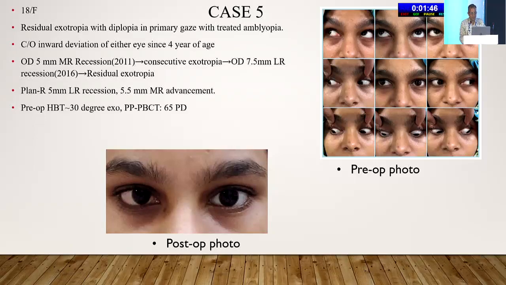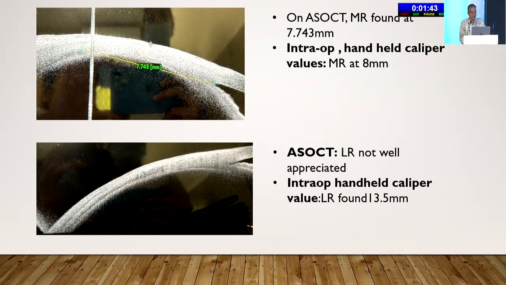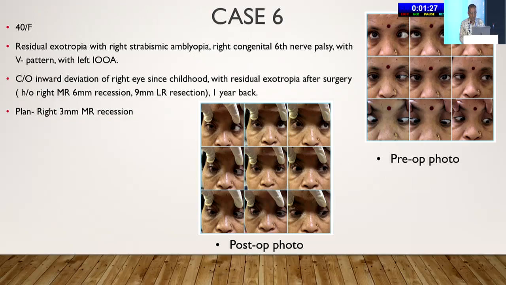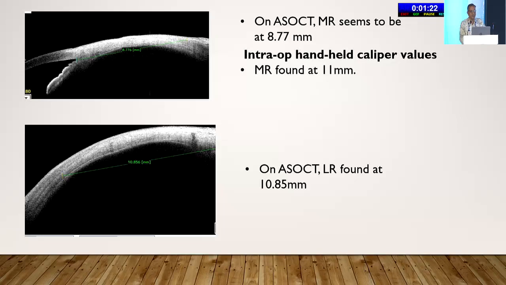This is another patient with residual exotropia, and when AIOC2024 was done, MR was found at around 7.7 mm, and when we measured it with the caliper, it was around 8 mm. On AIOC2024 the lateral rectus was not well appreciated, and with the caliper it was around 13.5 mm. This is another case. In AIOC2024, it was around 8.7 mm. With the caliper, it was around 11 mm. And on AIOC2024 the lateral rectus was found at 10.8 mm, and with the caliper also it was the same.